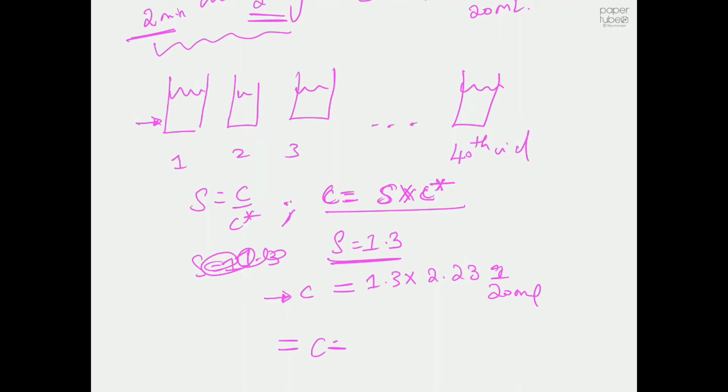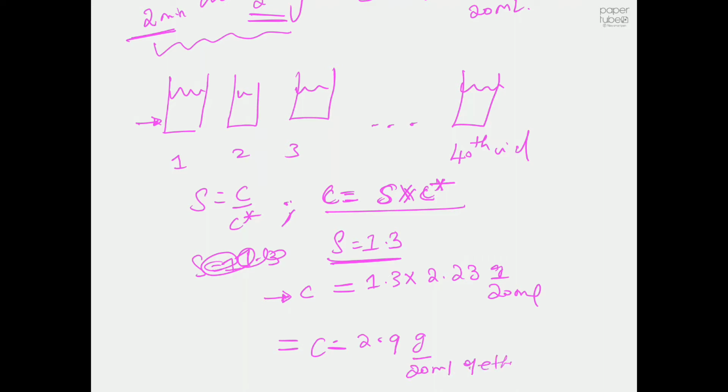So what will be the amount of, let me check this, 2.23. All we need to do is just multiply this value by 1.3. So that will be roughly around 2.9 grams. So 2.9 grams in 20 milliliters of ethyl acetate.